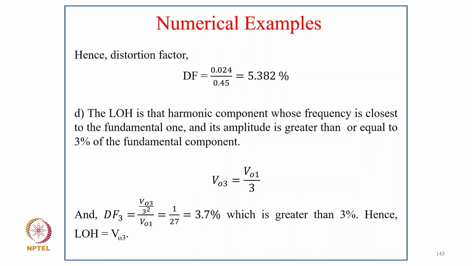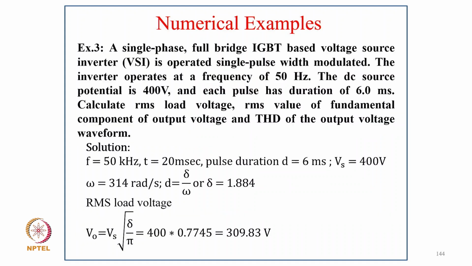The lower order harmonic is the harmonic component whose frequency is close to the fundamental one, and its amplitude is greater than or equal to 3% of the fundamental component. So VO3 equal to VO1 by 3 and the DF3 equal to VO3 by 3 square divided by VO1, that is 1 upon 27, that is 3.7%, which is greater than 3%. Hence, the lower order harmonic is VO3.